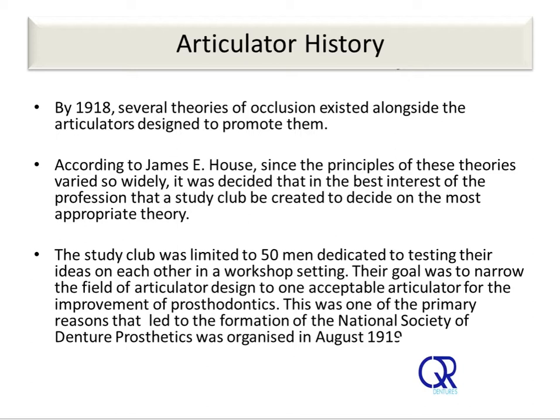This was one of the primary reasons that led to the formation of the National Society of Denture Prosthetics, which was organised in August 1919. However, it was rumoured that big business influenced the results of these gentlemen's findings, and because the industry needed a recognisable theory, the study club chose the geometric school of thinking. This meant that Bonwill's ideas, with the help of von Spee, Wilson and others like Francis H. Borkwell, helped create the forerunners of today's geometric linear articulators.